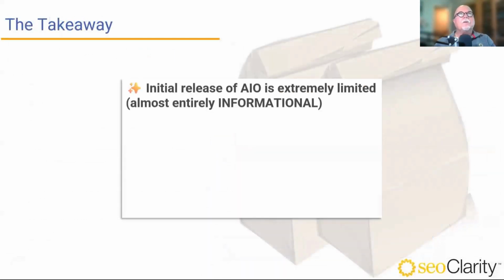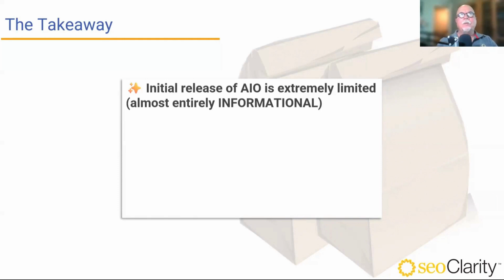So that's a good segue to talk about our first takeaways here. Stop for a moment and say, what are we thinking here? So the first thing to know is that the initial release of AIO, as we're calling it for short, is extremely limited. It's almost entirely informational. And when we say extremely limited, we're comparing it to SGE. So all the doom and gloom predictions you heard before last week, that it's going to steal all your traffic, were based on the wrong information. It's not what we're actually seeing out there.